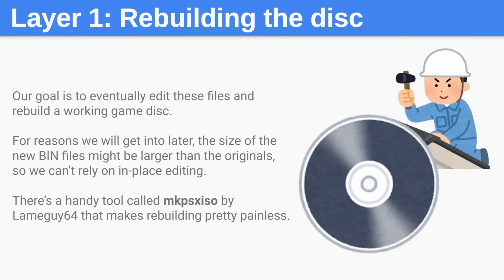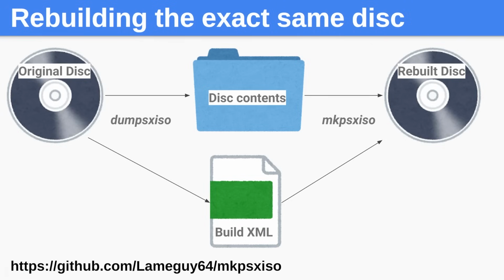Our goal is to edit these bin files and eventually rebuild a working game disk. For reasons that we'll get into much later, these bin files that we come up with later might be a different size than the ones that they were originally. So we can't rely on a technique like in-place editing to simplify the rebuilding process. Luckily, there's a really handy tool called MakePSXISO by LameGuy64 that makes rebuilding PS1 games pretty easy and intuitive. How it works is like this.